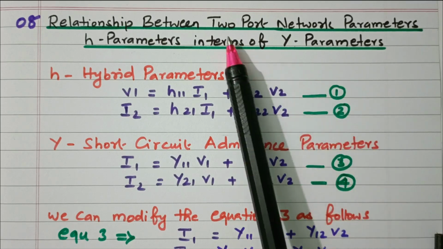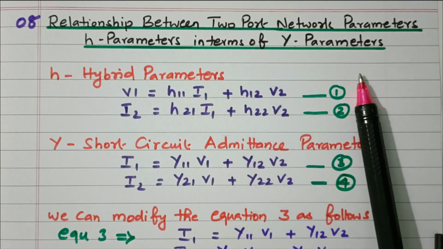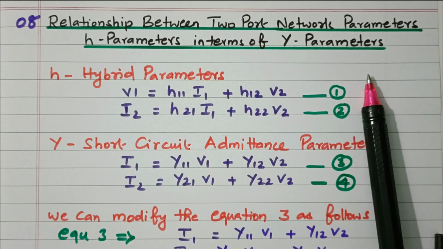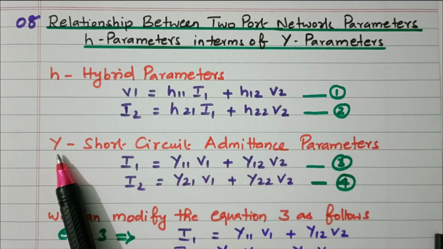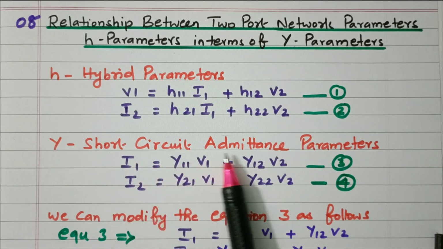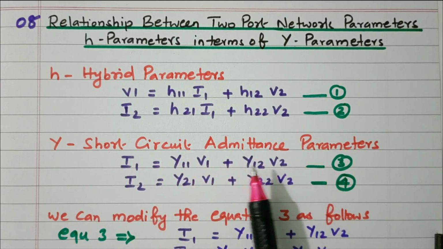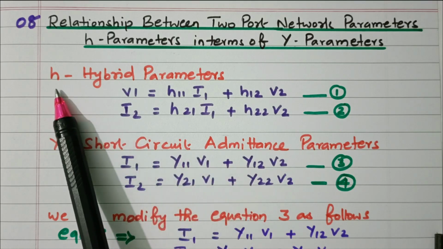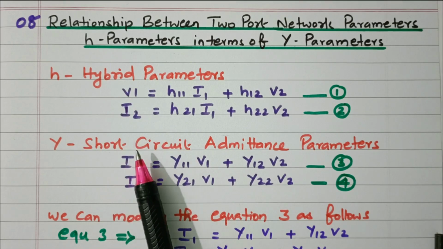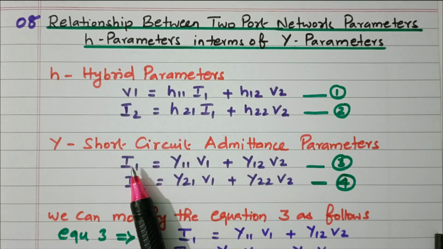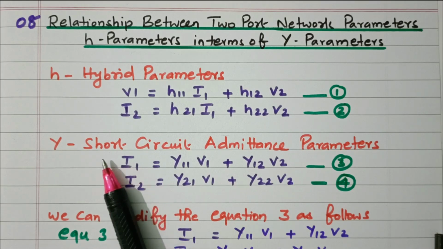Now we'll go to the topic. Two port network parameters. There are four parameters available. First one is Z parameter, open circuit impedance parameter. The second one is Y parameter, short circuit admittance parameter. The combination of these two is the hybrid parameter H. Both open circuit and short circuit will be available. And fourth one is ABCD transmission parameters. So these are all the four parameters available.